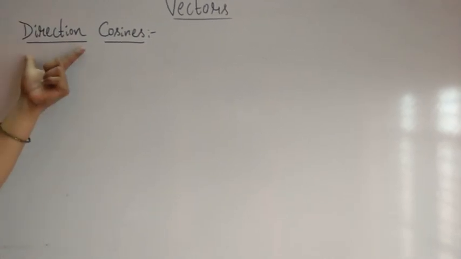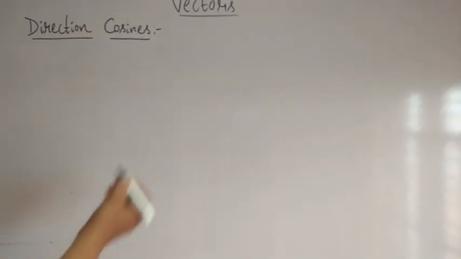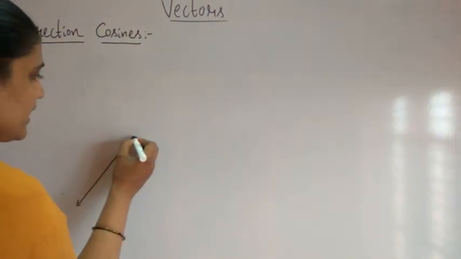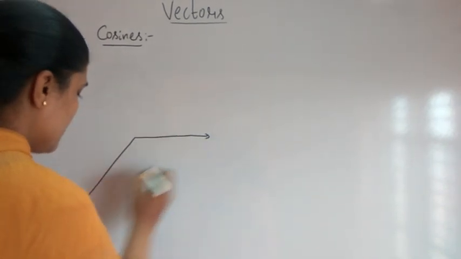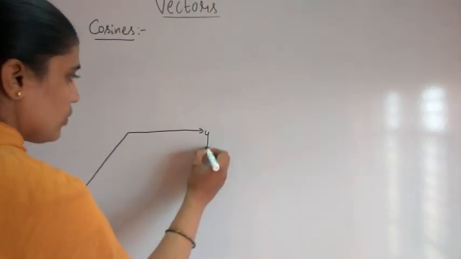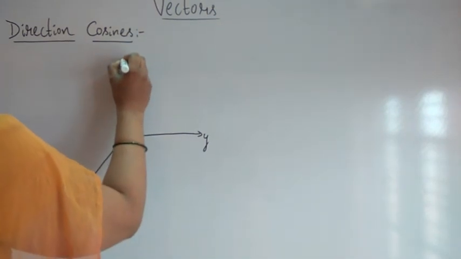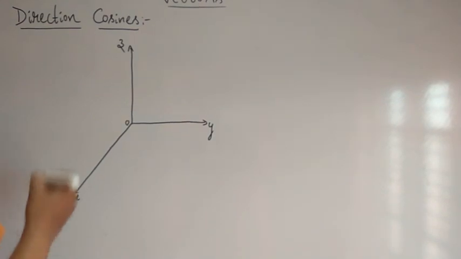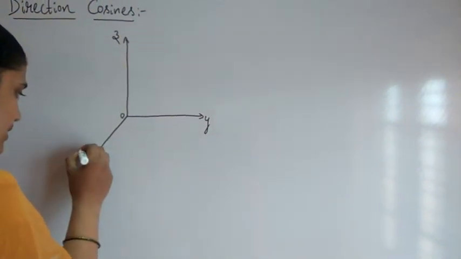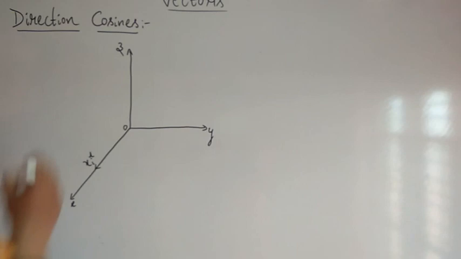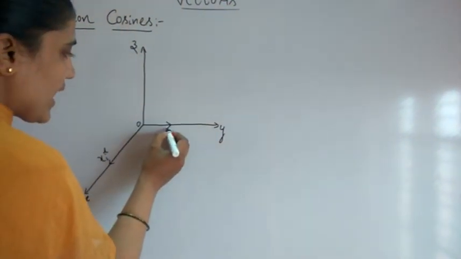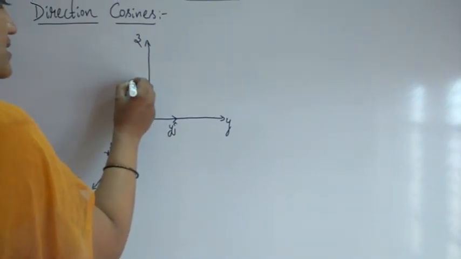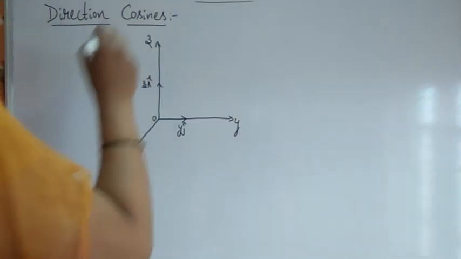Let us study about direction cosines. Here, consider a three-dimensional coordinate axis, that is the x-axis, y-axis and z-axis with origin O. Along the x-axis, the vector lies in the form x i cap, along the y-axis y j cap, along the z-axis z into k cap.